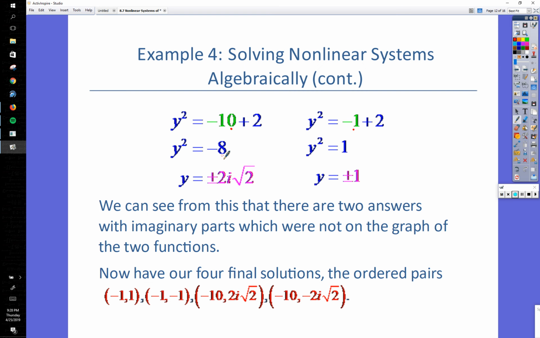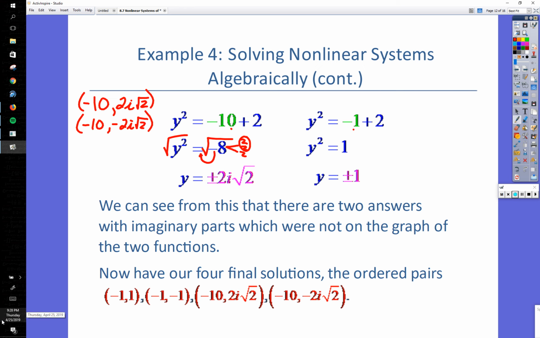So negative 10 plus 2 is negative 8. Then square root both sides. Don't forget your plus or minus sign. And then I can take an i, and if you recall, we can break 8 down and take a 2 out and leave a 2 behind. So I took not just an i out, but I took a 2 out with it. I didn't forget my plus or minus sign, then I had a 2 left over. So when I plugged in negative 10, I got two answers. I got a positive 2i square root of 2, and I got a negative 2i square root of 2. So those are my imaginary ones, the ones that we didn't see graphically.